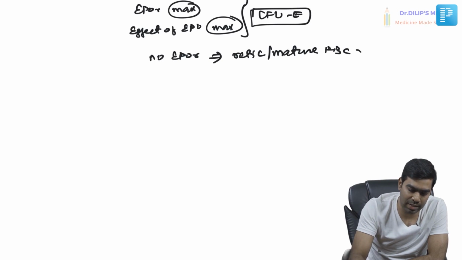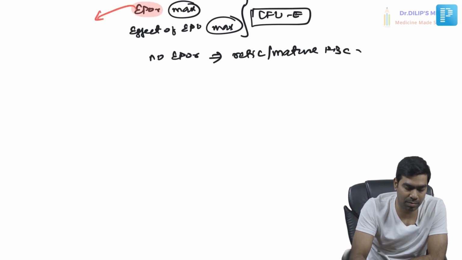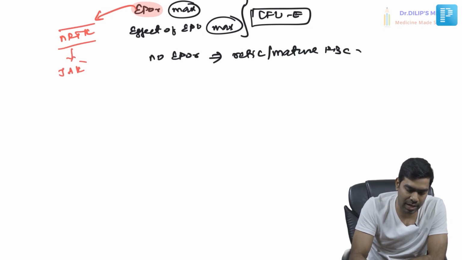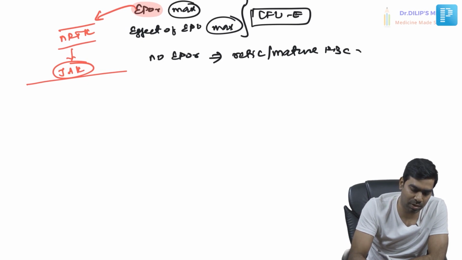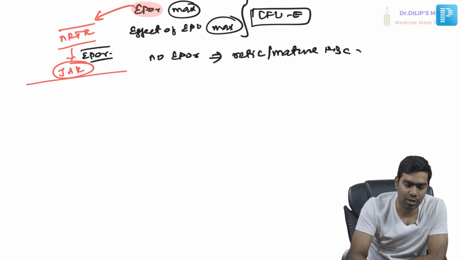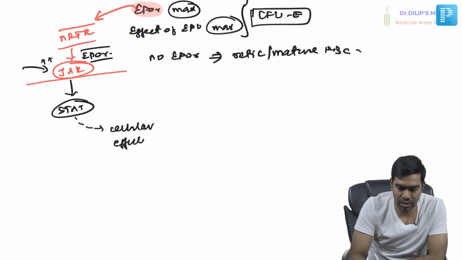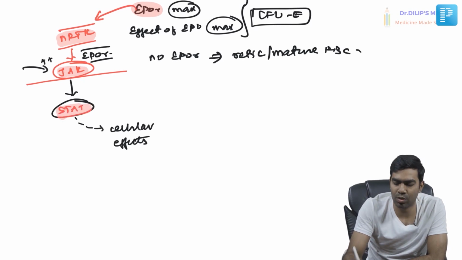And what is the type of erythropoietin receptor? Erythropoietin receptor comes under NRTK, that is non-receptor tyrosine kinases, which means they are Janus kinases. The EPO receptor is a type of Janus kinase receptor. So whenever these are activated, you are going to cause STAT protein dimerization, and through the STAT pathway you are going to have some cellular effects. So erythropoietin is an NRTK working through the JAK-STAT pathway. This is a very important point.